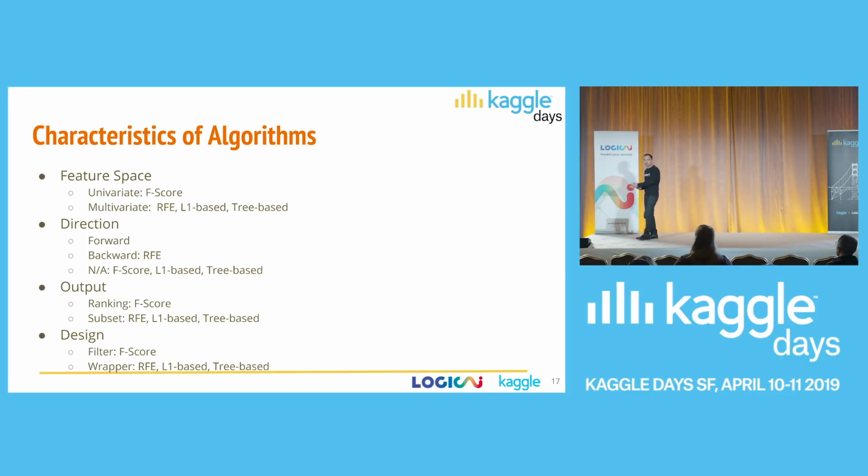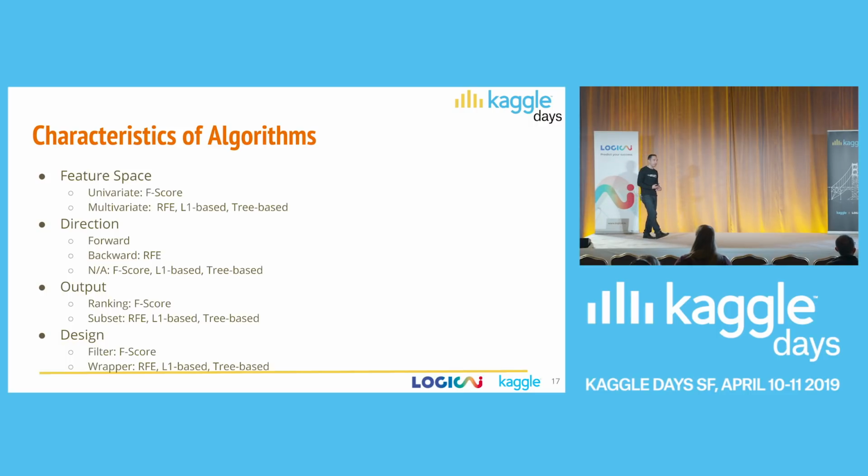If you go forward direction, that means you start with 0 features. You keep adding one step at a time. That means maybe 5 features, 10, then 15. Or you can go the opposite way, which is backwards, like RFE. So you start with your whole feature space, and you start to remove.